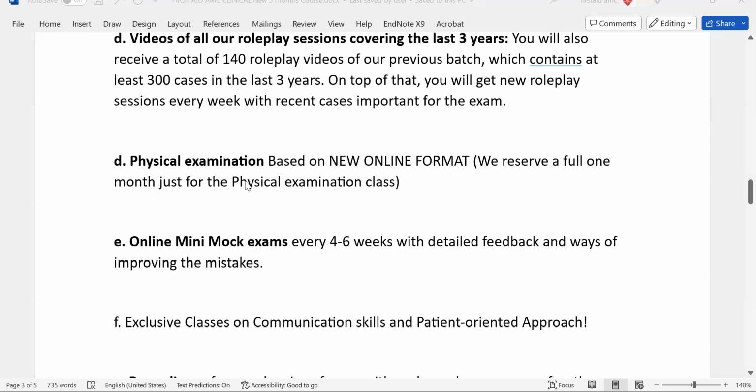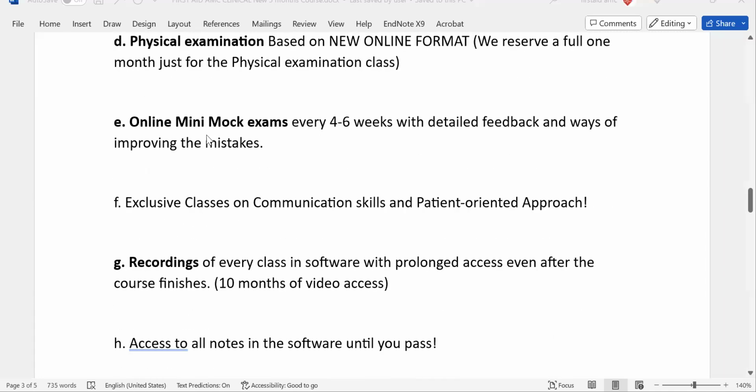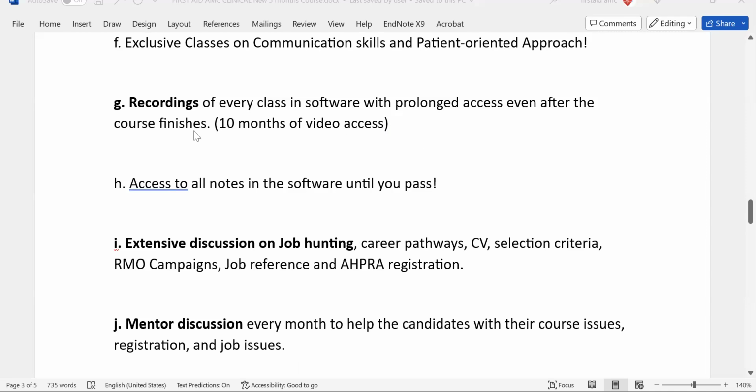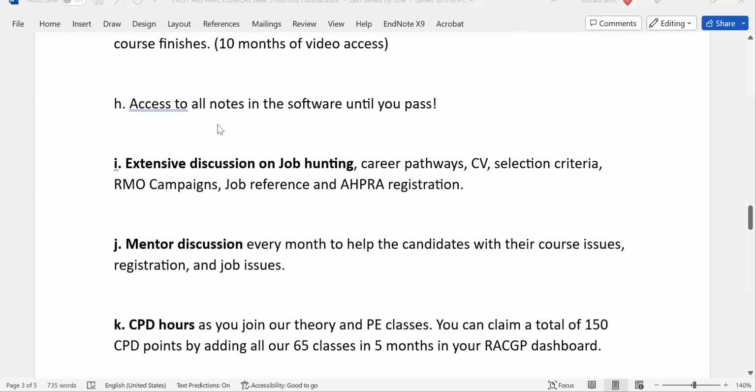The physical examinations, usually we do it in our second or third month of the course. So after 2 months, the third month will be the physical examination month, and we reserve 1 month just for the physical exam. Online mini mock exams will be taken. Communication and patient-oriented approach, we do some classes on that, and there will be recordings of these classes in your software even after finishing your classes or even after finishing your course. And the course notes will be there until you pass.